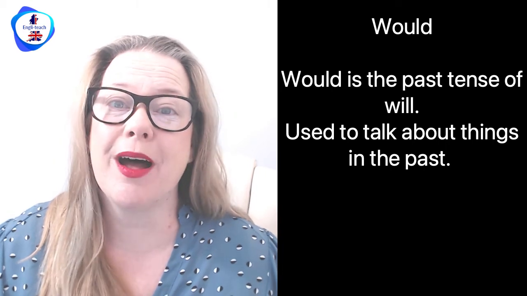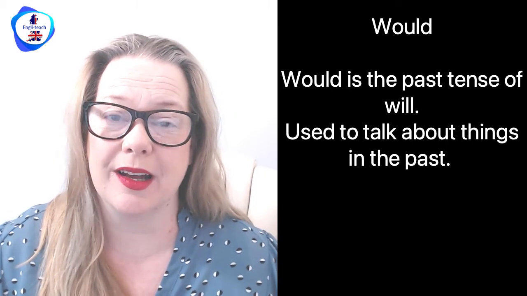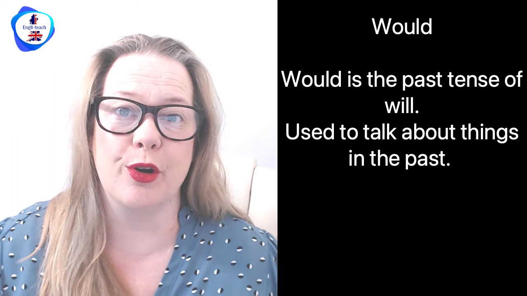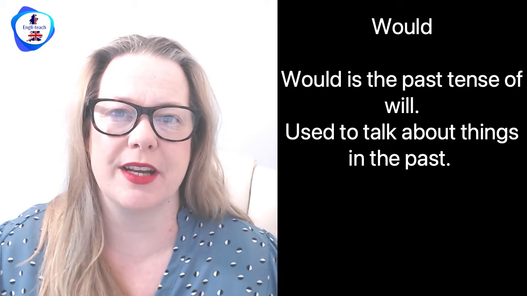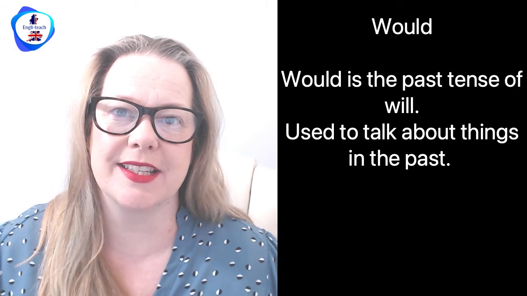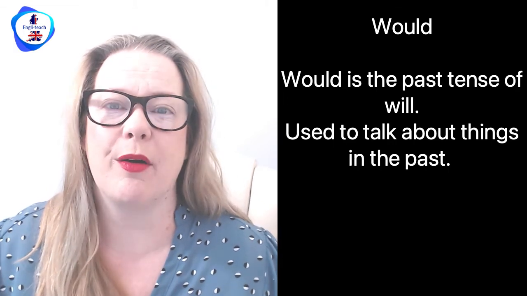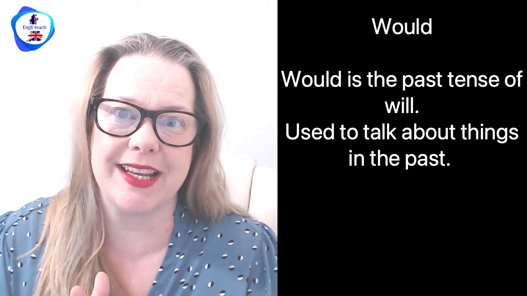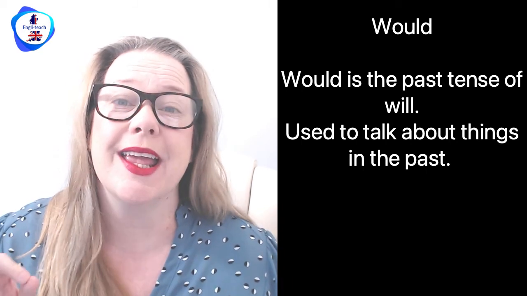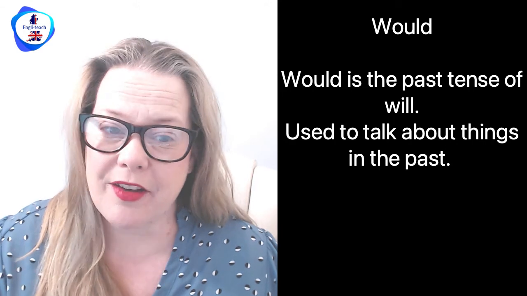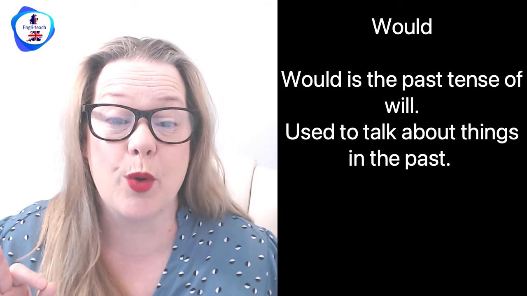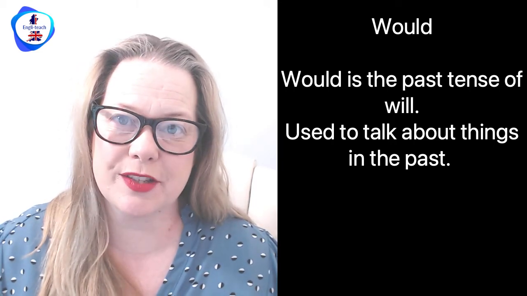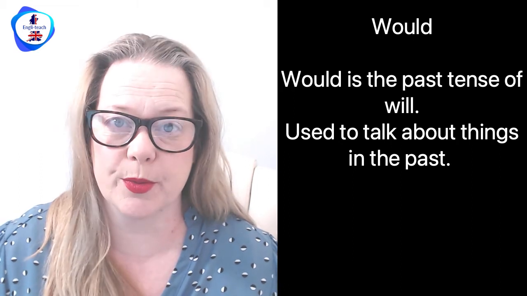So would is the past tense of the verb will. I will do something. She will open the door. He will go to the game tonight. They will decide later. So when you think about the verb will, you're talking about an action that is likely to happen, intended to happen in the future. However, when we use the word will in the past tense, it then transforms to the word would.